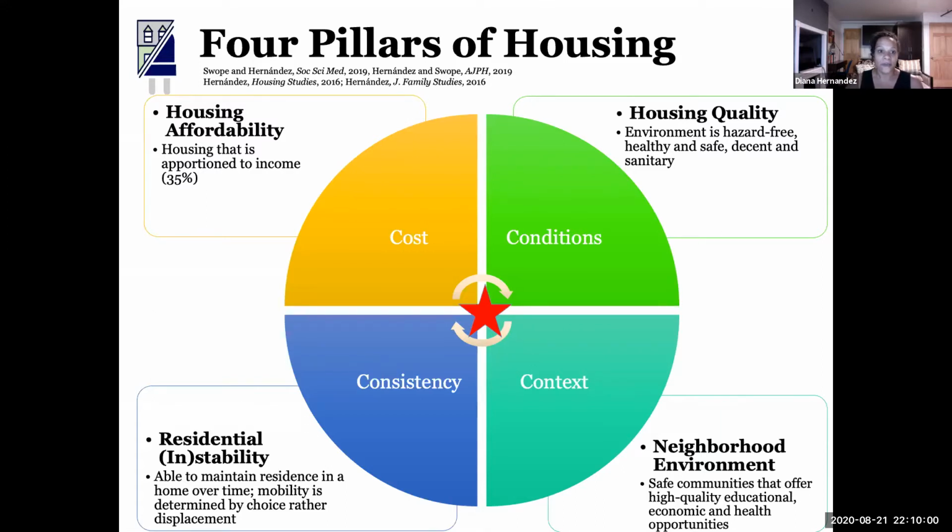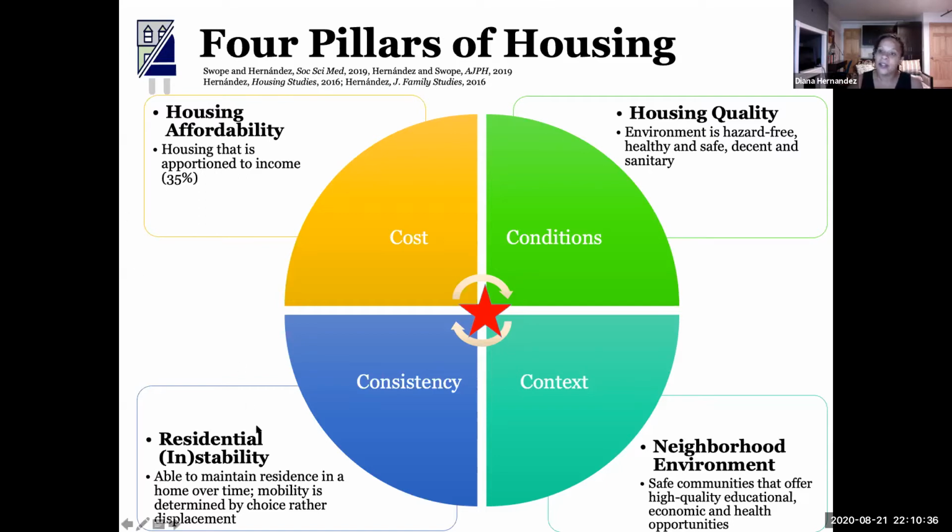But then looking further into these dimensions of housing, there are the housing quality issues. So ideally, it's an environment that's hazard-free, that's healthy and safe, decent and sanitary. Then you have the housing affordability issue. That's where questions of rent burden, for instance, come up, or housing burden in general. It's an economic ratio of income to housing expenditures, and ideally, it's somewhere in the 30% to 35% range.